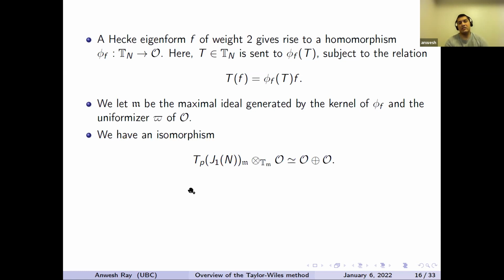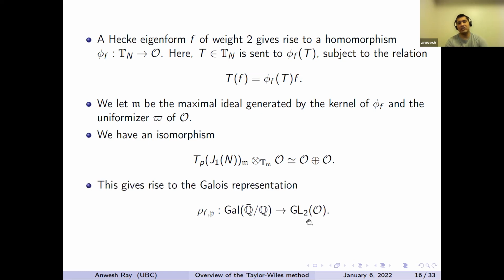And then what we need to do is localize the Hecke algebra at m. When we do that, we tensor the Tate module, localized at m, with O, and we get our O lattice. So we get 2 copies of O when we take this tensor product. The point is that the absolute Galois group acts on T_p. And as a result, that Galois action gives us a Galois action on this lattice. And that is the Galois representation associated to the modular form in the weight 2 case.